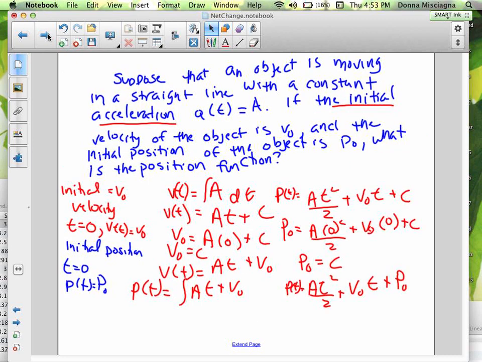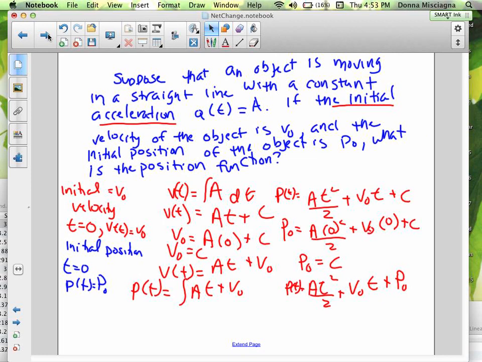Suppose that an object is moving in a straight line with a constant acceleration, a of t equals a. If the initial velocity of the object is v naught, and the initial position of the object is p naught, not p net, but p naught, what is the position function? Okay, so we're given some information here.